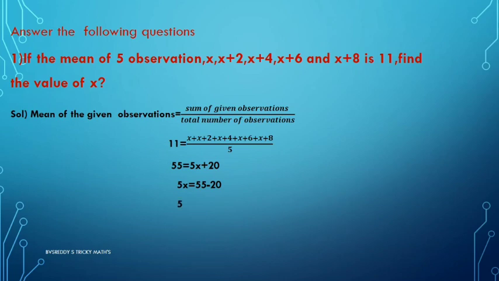Now take 20 to that side. So 55 minus 20 is 35. 5x is 35. Now x equals 35 by 5. On cancelling, 5 ones are 5, 5 sevens are 35. So x equals 7. In this way we get the answer.